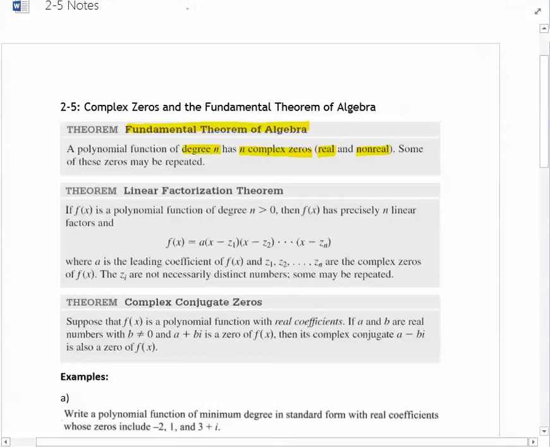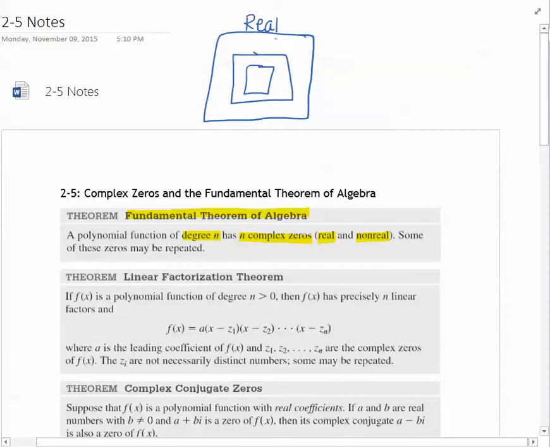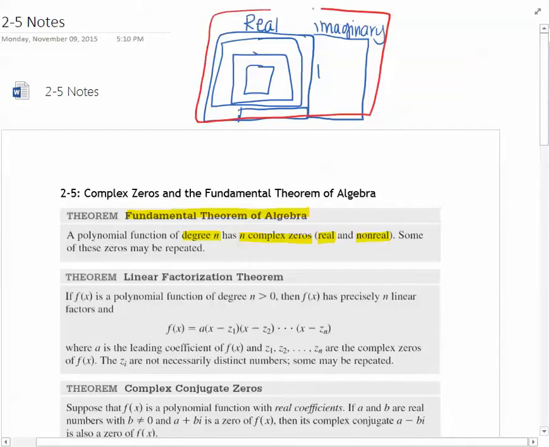So just a reminder of the set of numbers. This is all the real numbers right here. That includes things like natural numbers, integers, rational and irrational. So we'll say irrational is in here. All of this is real. But then we also have the imaginary numbers. So we'll call this imaginary. When we talk about complex numbers, we're talking about both of these put together.